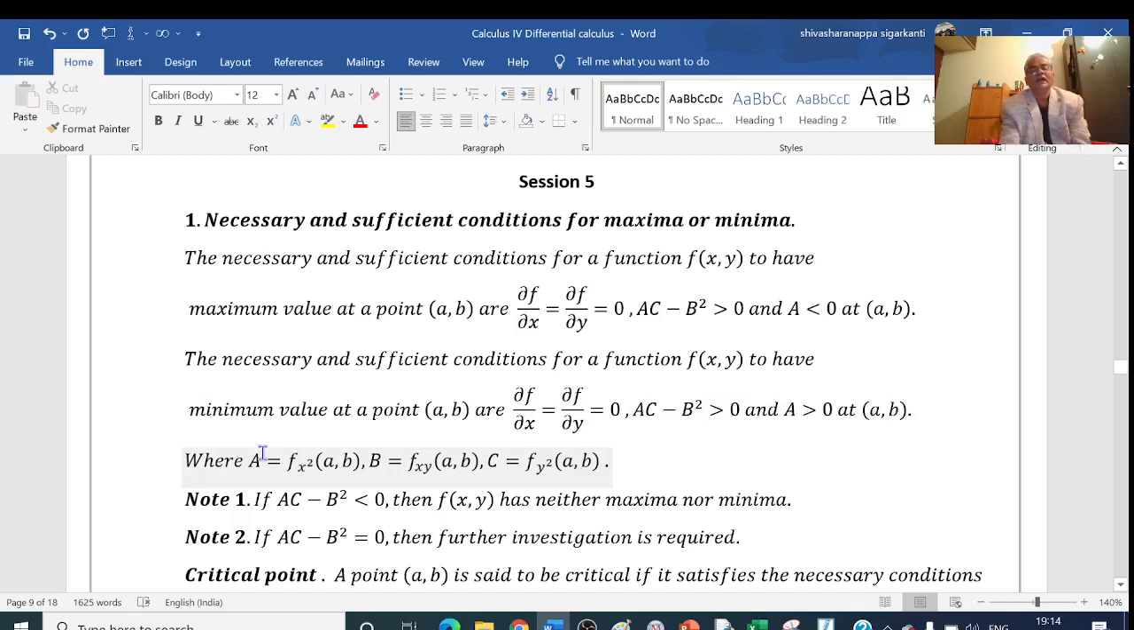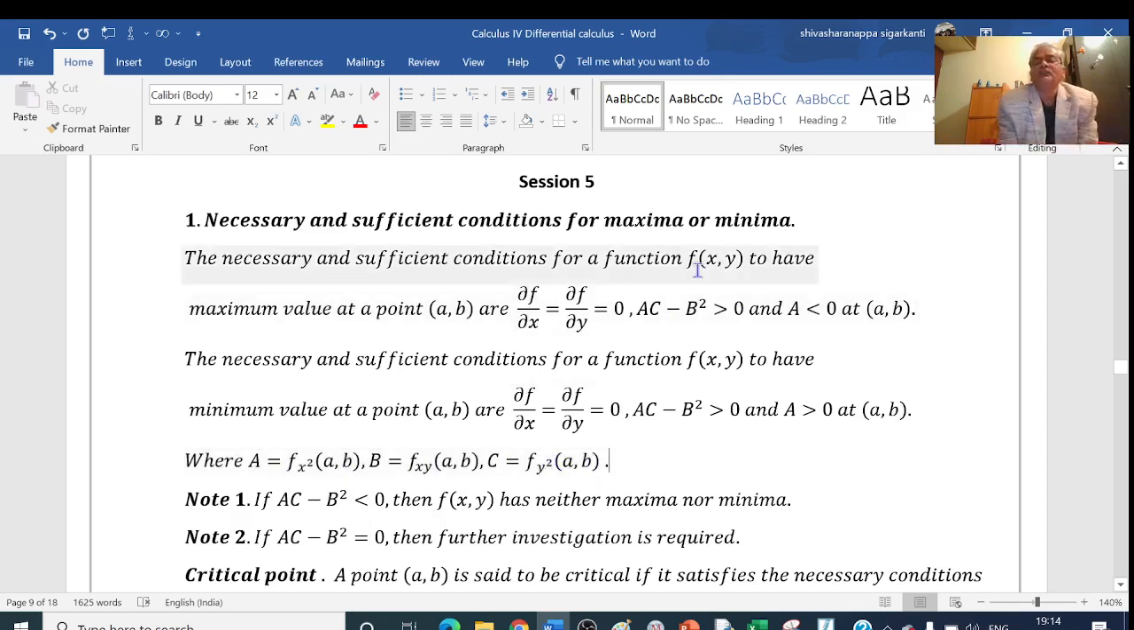So a is dou square f by dou x square at the point a comma b. B is dou square f by dou x dou y at the point a comma b, and c is dou square f by dou y square at the point a comma b. So these are our a, b, c.